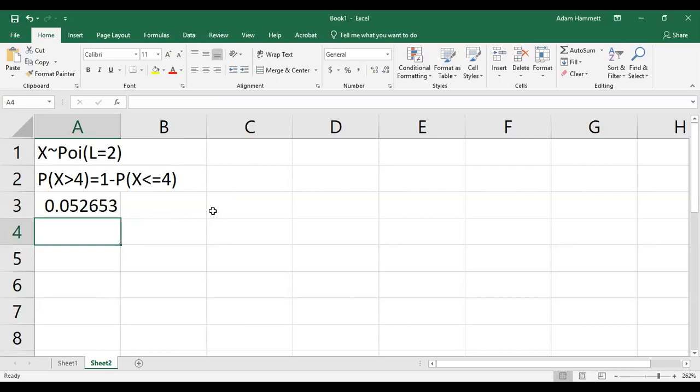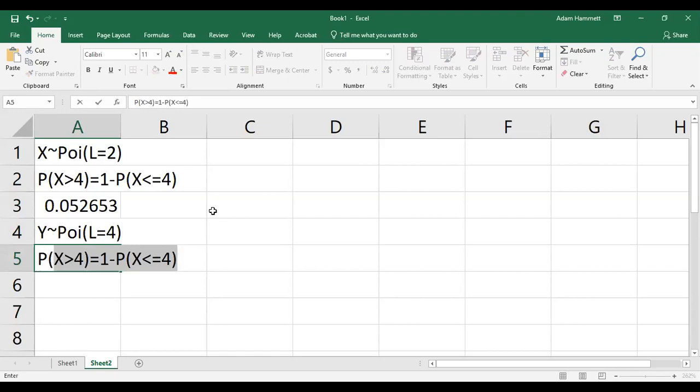The other problem we were going to do was y distributed as Poisson. What was the lambda in this case? Lambda was 4 because this was a 200-page situation. And we wanted the probability that y was more than 4, which, by the way, is 1 minus the probability that y is less than or equal to 4.